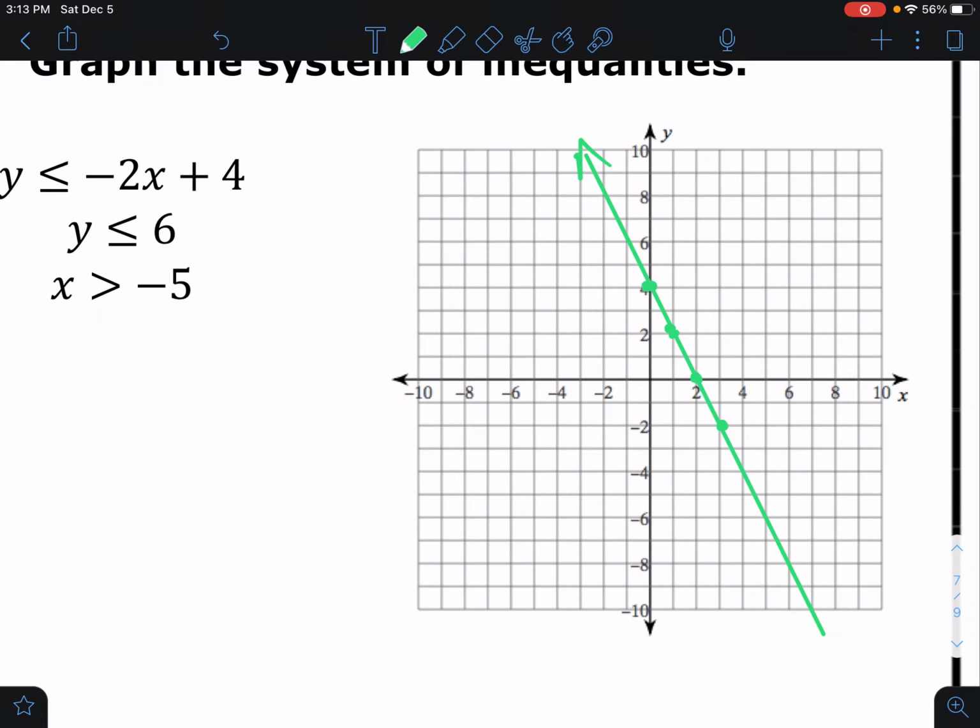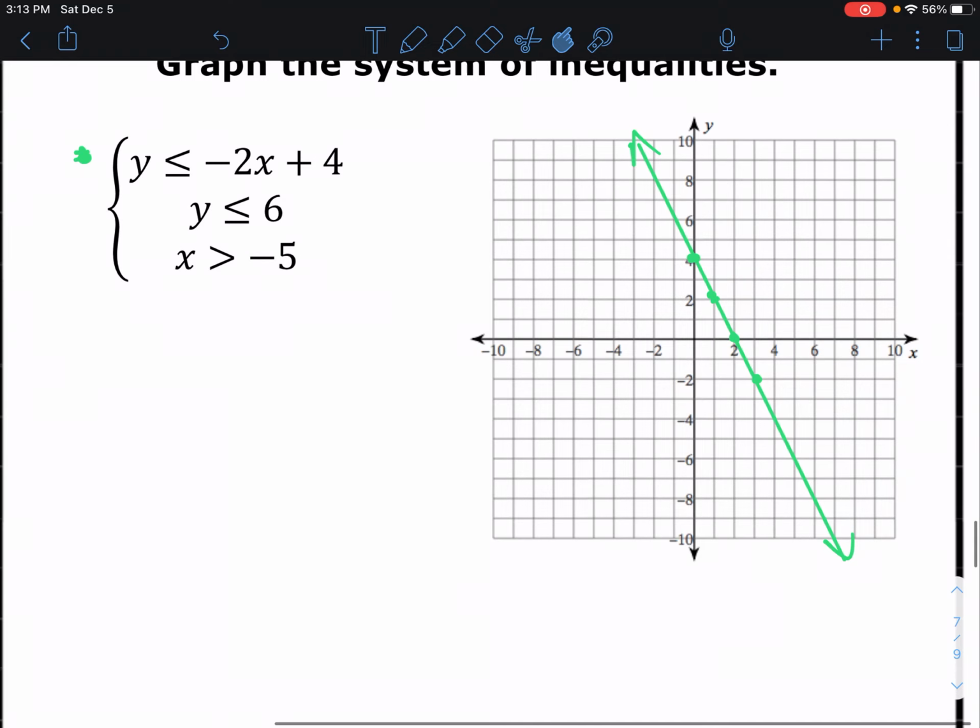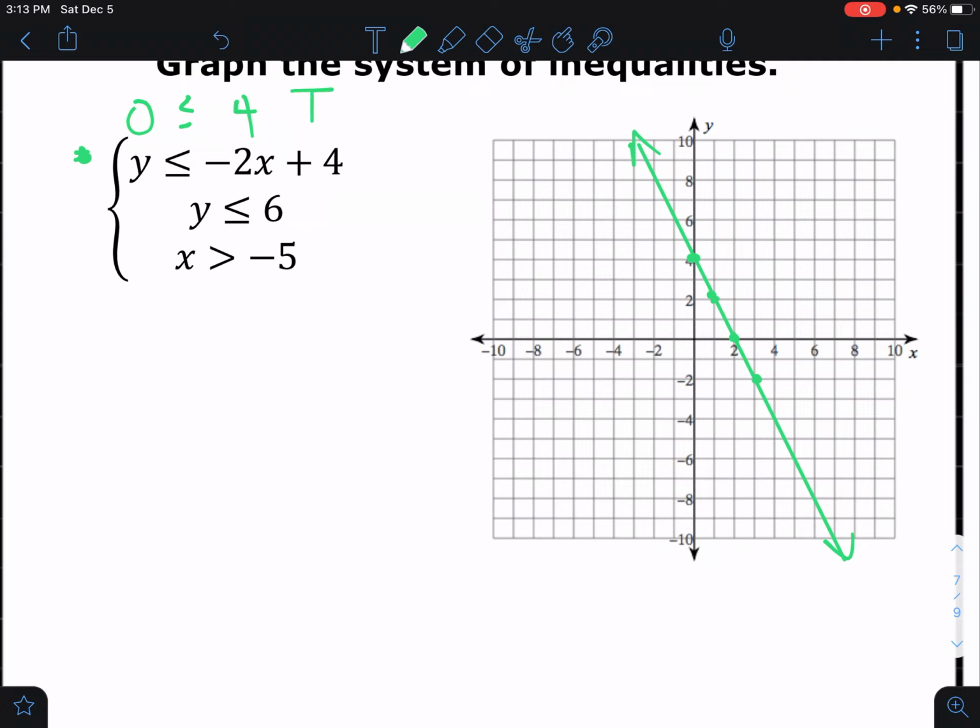Okay, it's a solid line, less than or equal to, and if I put a 0 here, 0 here, and 0 there, is 0 less than or equal to 4? Yes, true. So I want to shade the side 0, 0 is on. So I'm shading this way. Okay, that's our first one.